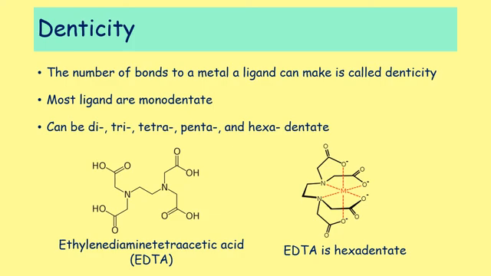You can work out the denticity of a ligand by looking for every atom that has a lone pair of electrons. You're typically looking for nitrogens and occasionally oxygens. For every nitrogen it has, unless that nitrogen has a positive charge on it, it's going to form one bond.